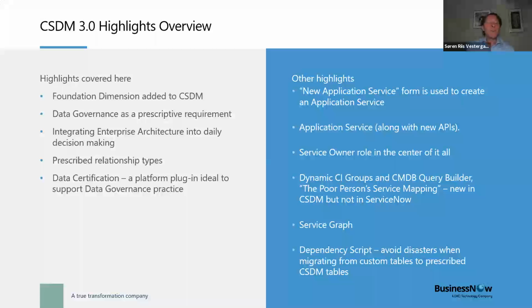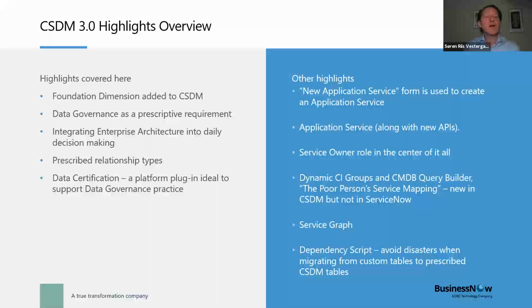And then, in the CSDM 3.0, ServiceNow is now giving the advice that the relationship types used to tie all these entities together in the model are prescribed. You should not use other relationship types than the ones in the model for connecting these entities. So this is more a prescription than it has been in the past.